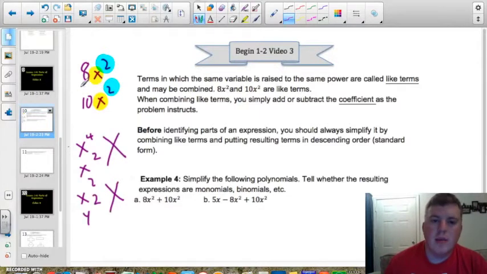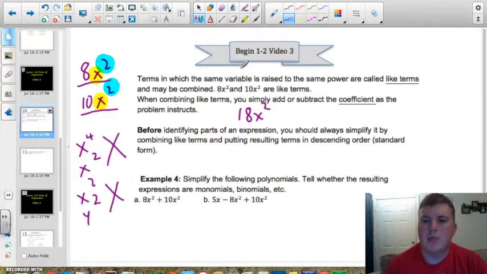So if we wanted to combine 8x squared and 10x squared, we just add 8 plus 10, and we would get 18. And then we don't do anything at all to the variable or the exponent. We just keep the same variable and exponent, so it would be 18x squared. Now, it's important that you combine these like terms and simplify before you start identifying individual parts of expressions. And you're always going to want to put it in standard form once you have done so.